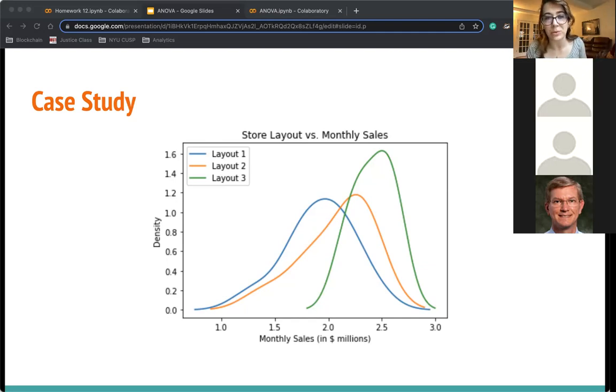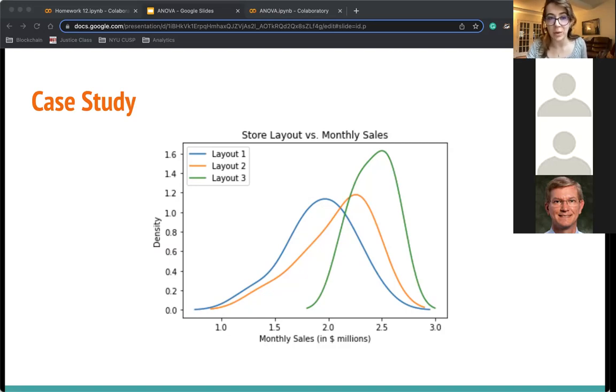If you were to change the layout of your store, sample 10 different stores for 1 month and calculate the total sales, you could use something like ANOVA to test if there was a statistically significant difference in the monthly sales based off of the categorical difference in store layout.